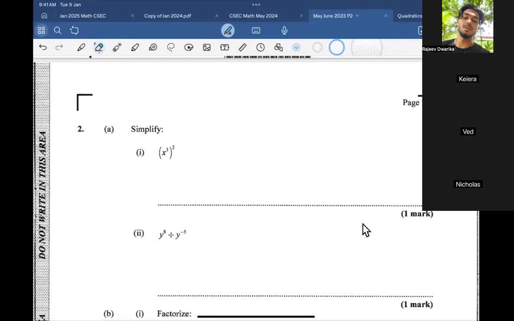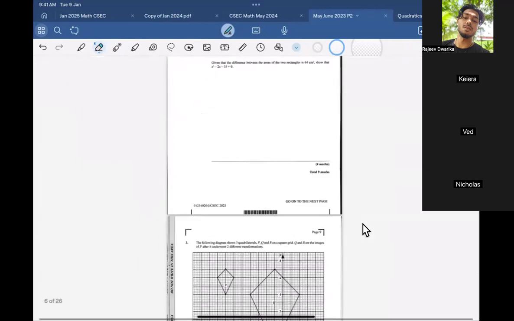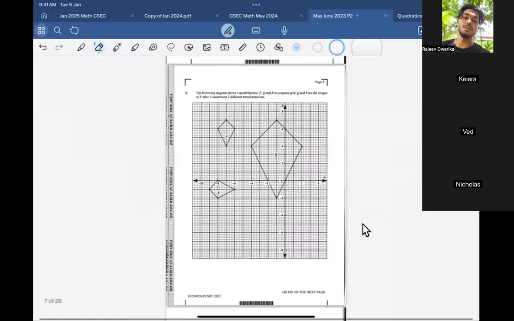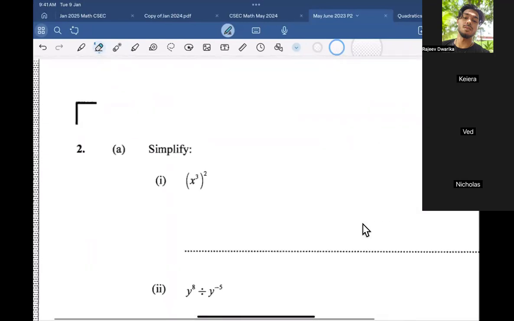We're gonna do May June 2023, paper 2, question 2. We're gonna do A, B, and C. So we're going to start off with basic rules for indices, simplifying algebraic expressions, and factorization. So let me go. Who wants to help me with the first question?